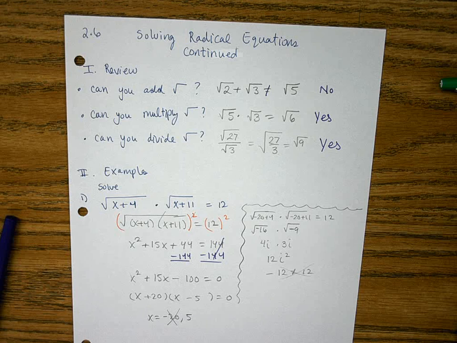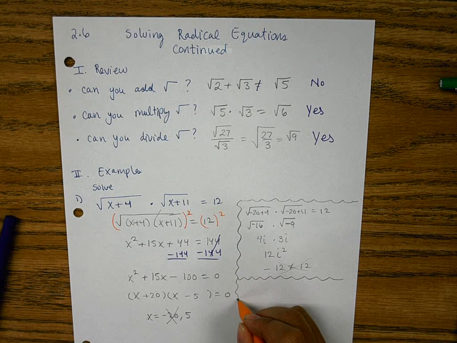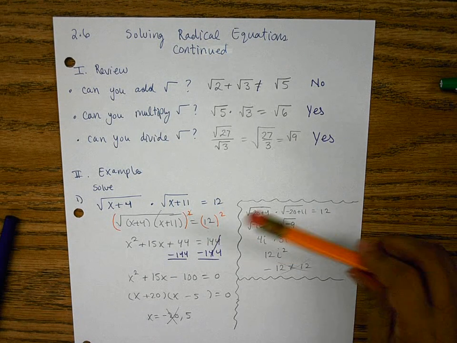one did not work. What number was that? That was the -20. The -20 is extraneous. That doesn't mean the 5 works. We still have to check.